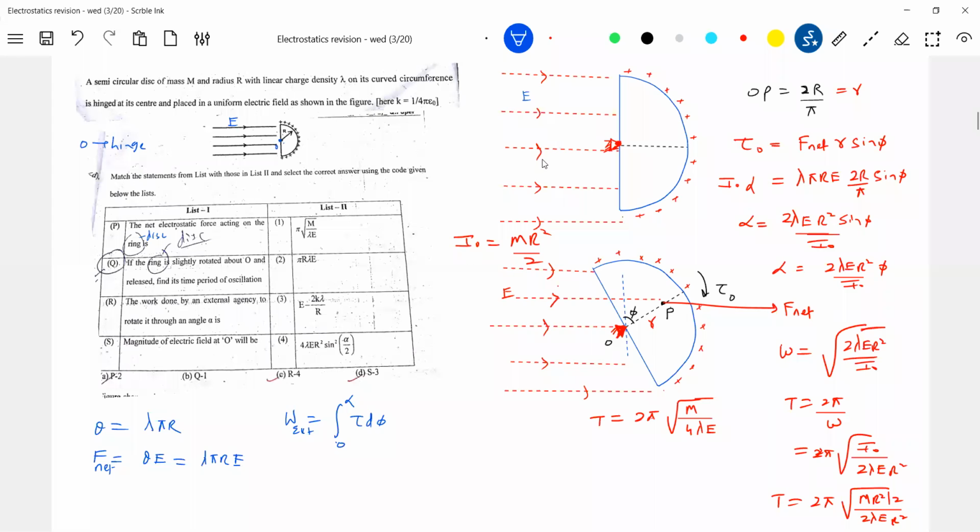And then magnitude of electric field at O will be, I think you know, due to semicircular ring, what is the field strength at that point? So apply that concept and calculate that one.